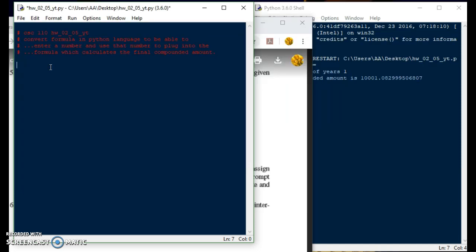given variables such as P equals 10,000, R equals, it said 8% on the homework, but I will put it as a decimal, which is 0.08, and then N was defined as 12.